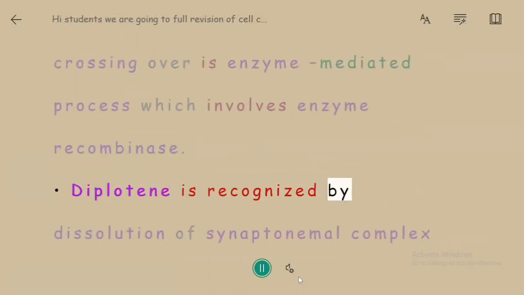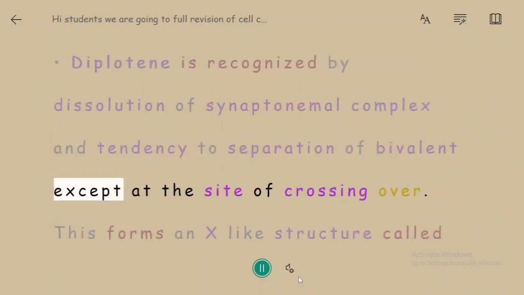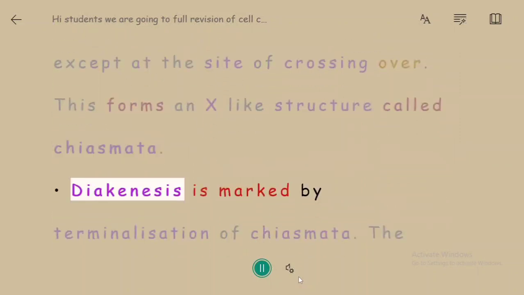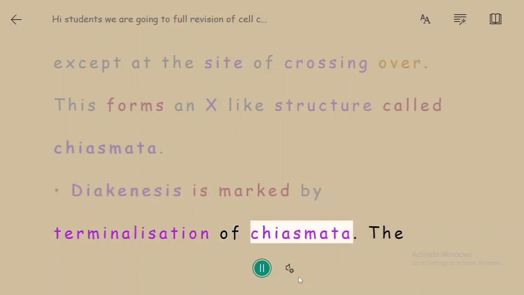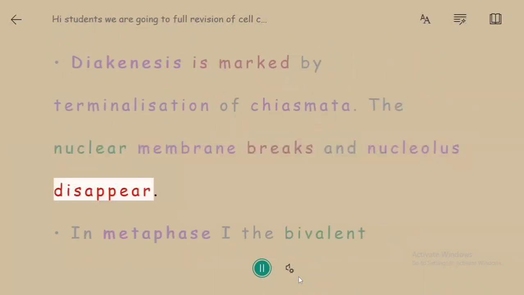Diplotene is recognized by dissolution of the synaptonemal complex and tendency of the bivalents to separate, except at the site of crossing over. This forms an X-like structure called chiasmata. Diakinesis is marked by terminalization of chiasmata. The nuclear membrane breaks and the nucleolus disappears.